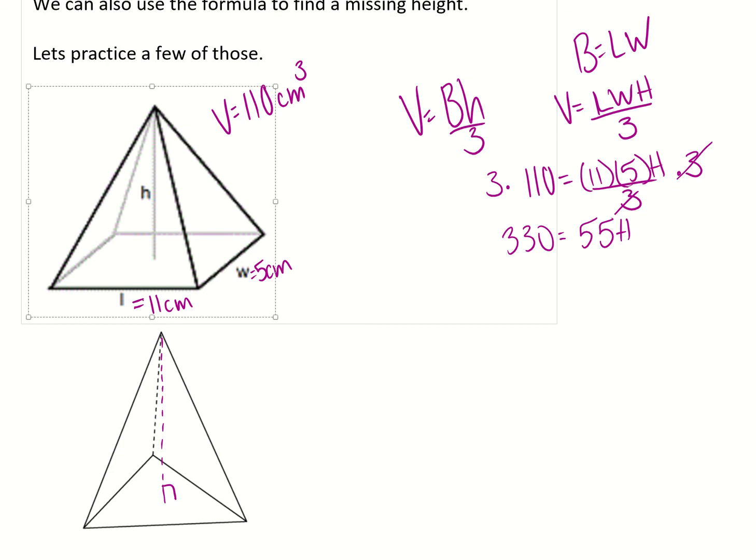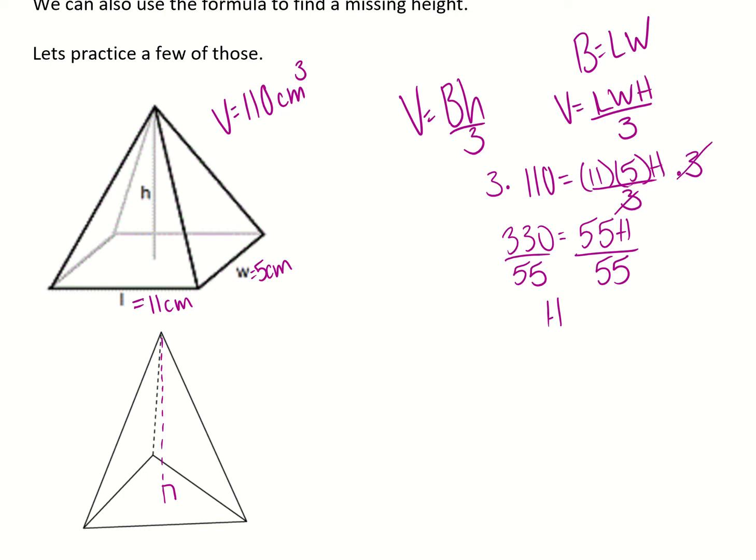Okay, so to get the height by itself, or the h, we divide by 55 on both sides. And we get h is equal to 6. Now again, when we're talking about the height, we're just looking for one measurement, so we're just talking about the height is equal to 6 centimeters. And that is it.